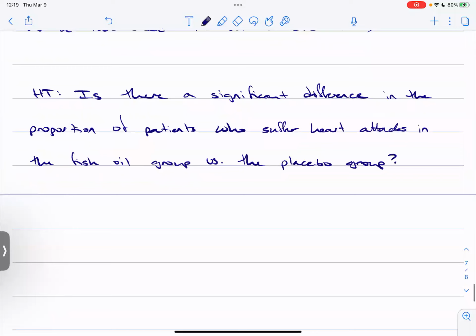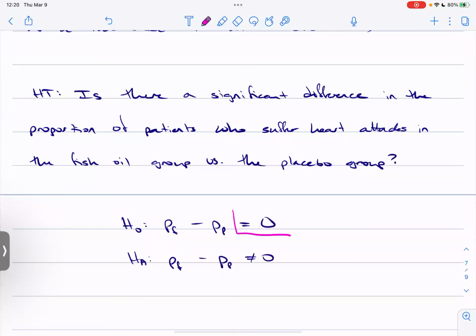What I'm going to do is just give you the null hypothesis because I only have 1 minute left. And that's going to be the fish oil group, the proportion of the fish, this is an F, I forgot. P_F minus P_placebo, is it equal to 0? And then I want to know if the alternative, P_fish oil minus P_placebo, is not equal to 0. So what we do is we take this value, is the difference equal to 0?